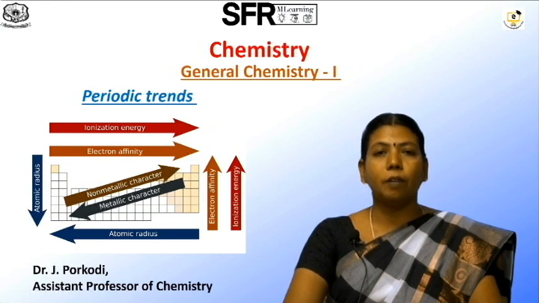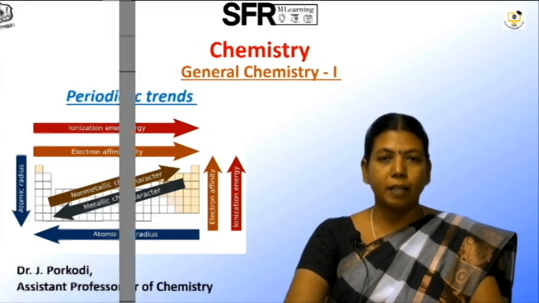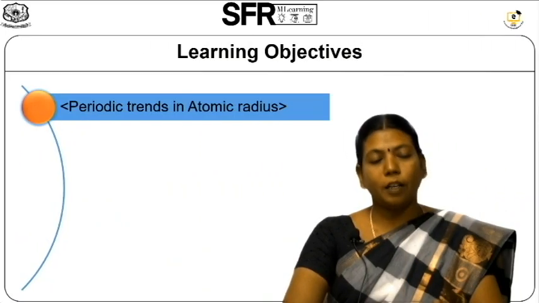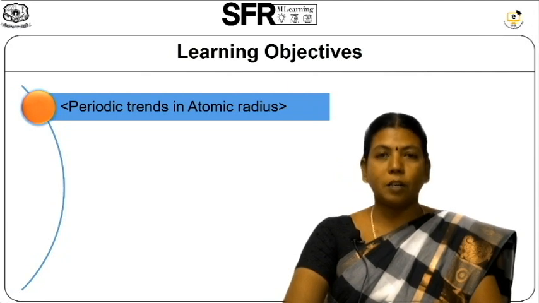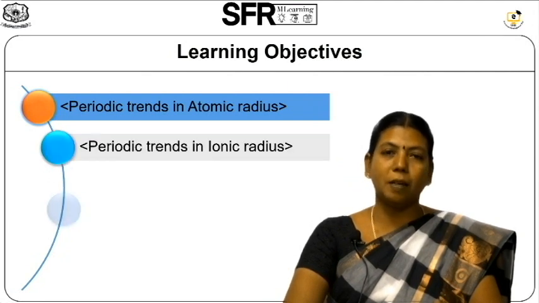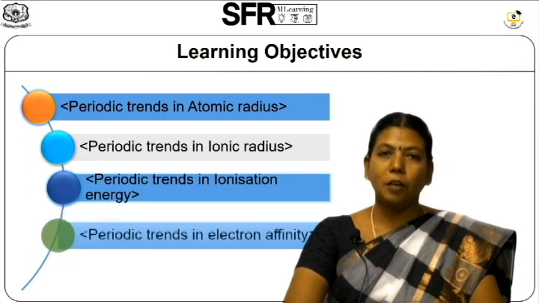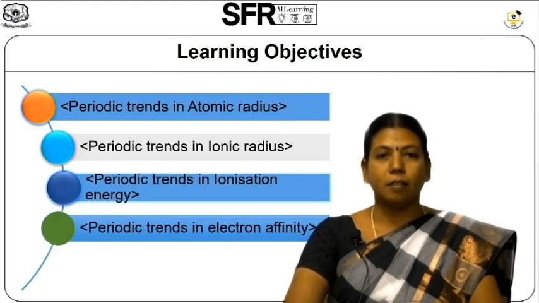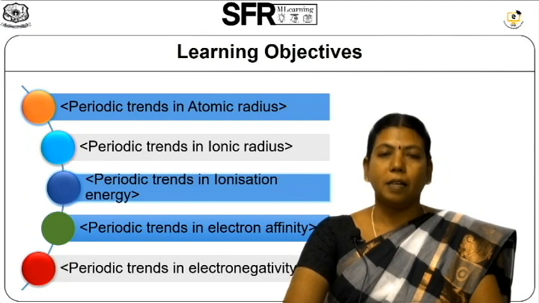In this module, we are going to learn about periodic trends and its property. Before entering into the chemistry topic, that is the periodic table, we must know some of the basic things about the periodic table. The periodic table was first designed by Mendeleev.